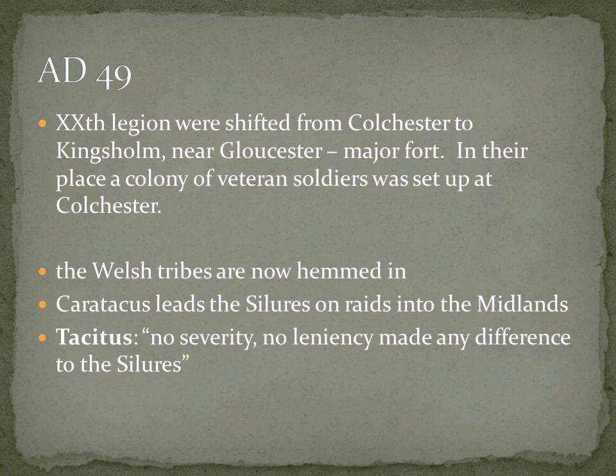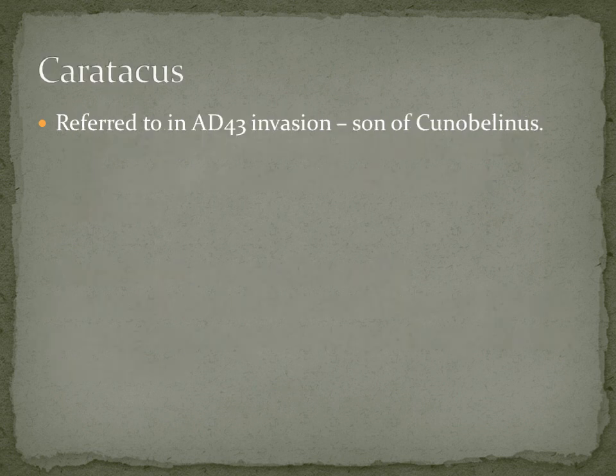And this means then, with the 20th Legion occupying Kingsholm, that the Welsh tribes are now hemmed in. And at this point, Caratacus leads the Silures on raids into the Midlands. Tacitus tells us that no severity, no leniency made any difference to the Silures. So it doesn't matter how you treat them, they are going to continue in their resistance against you.